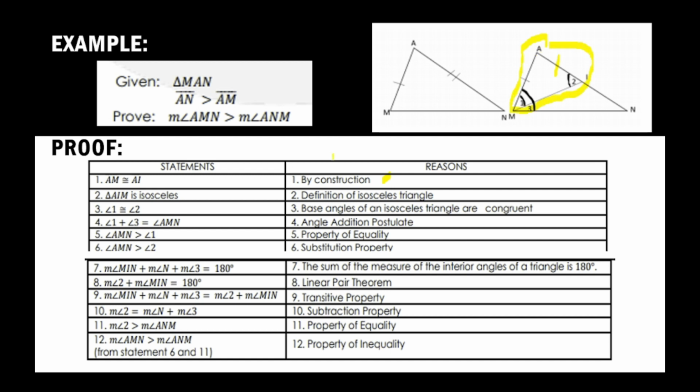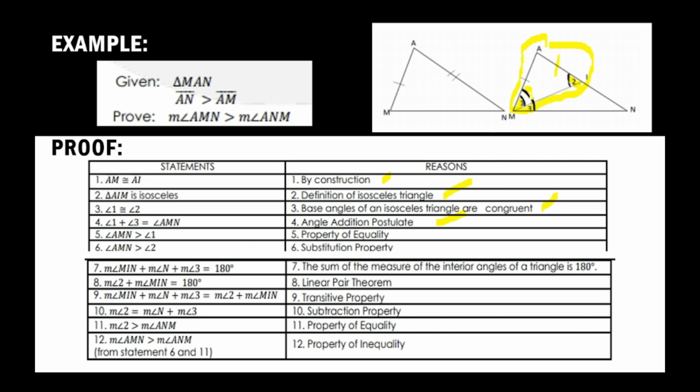Triangle AIM is an isosceles triangle because its two sides are congruent. So if triangle AIM is an isosceles triangle, we can say that angle 1 is congruent to angle 2, because the base angles of an isosceles triangle are congruent. This is angle 1, and this is angle 2. It comes from the by construction earlier. Then, angle 1 plus angle 3 is equal to angle AMN, this big angle. That is the angle addition postulate. We add 2 angles to get the bigger angle.